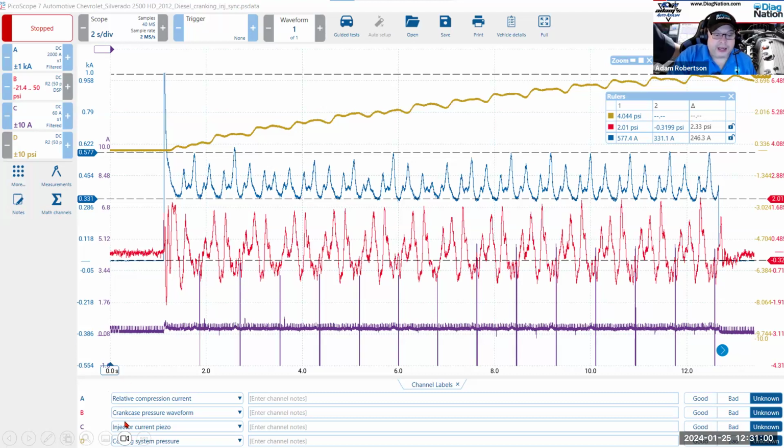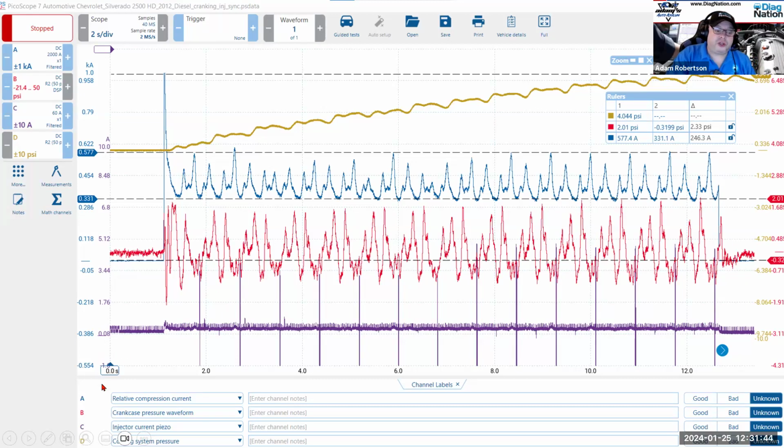Channel B in red is the pressure waveform from my crankcase. In purple is the injector current to my piezoelectric injector. After all, guys, this is an LML Duramax. Without going into how the piezoelectric injector works, just take this spike right here and let's call it cylinder 1 for lack of knowing. If that's the number 1 firing of the injector with current, that is the next firing, the next. So between this injector and this injector, we've done a whole 720 degrees of crankshaft revolution. We've done 2 crank revolutions.